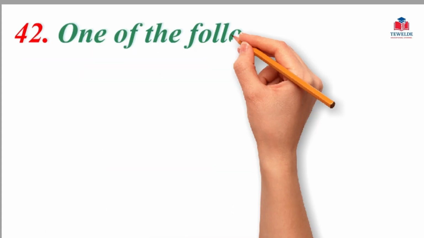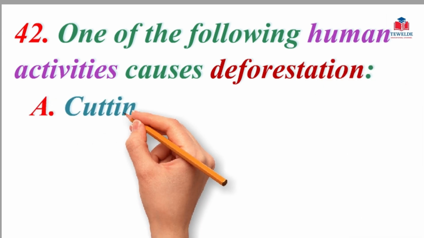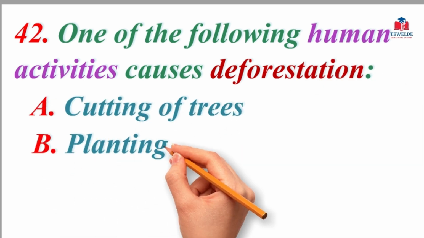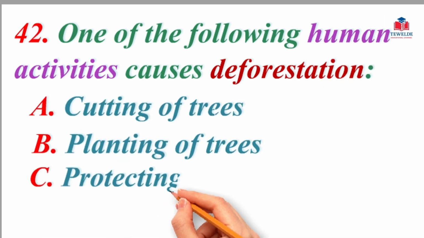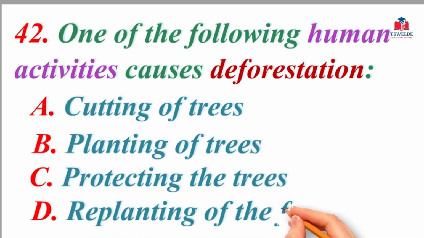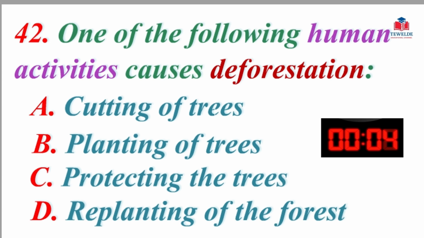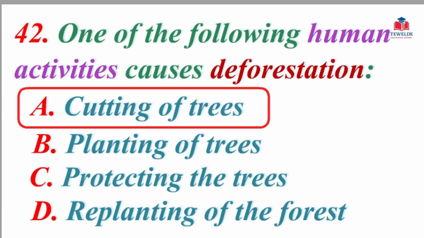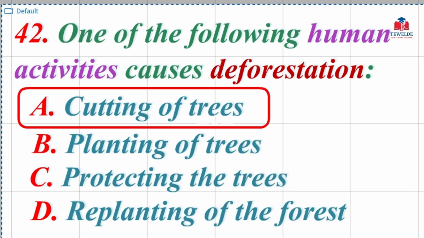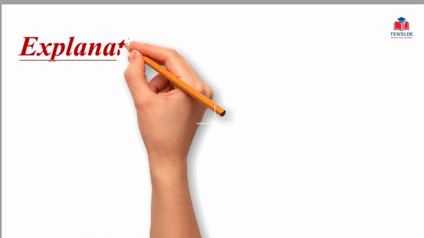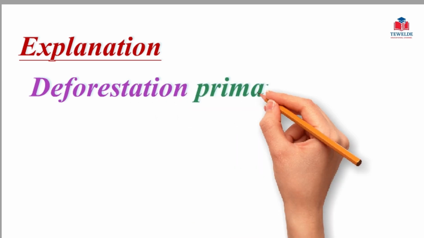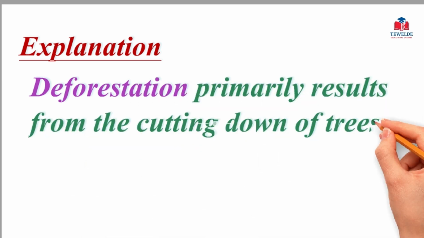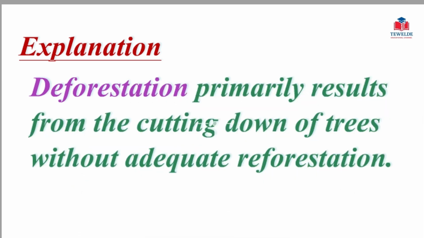Question number 42. One of the following human activities causes deforestation. A, cutting of trees. B, planting of trees. C, protecting the trees. D, replanting of the forest. The answer is A, cutting of trees. Explanation. Deforestation primarily results from the cutting down of trees without adequate reforestation.